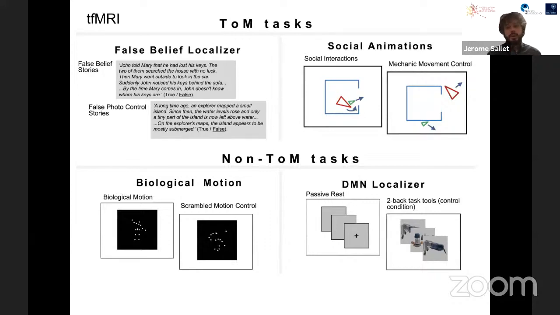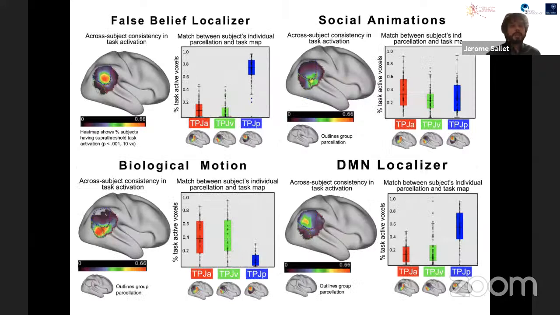So when you look at what's happening in this big temporoparietal junction mask for these different tasks, first of all, if you look at the false belief localizer, you can see the hotspot of activity is mostly located in the posterior subdivision of the temporoparietal junction. These voxels have also been associated with the default mode network localizer. However, the other two localizers have distinct patterns of activity and recruit distinct voxels.